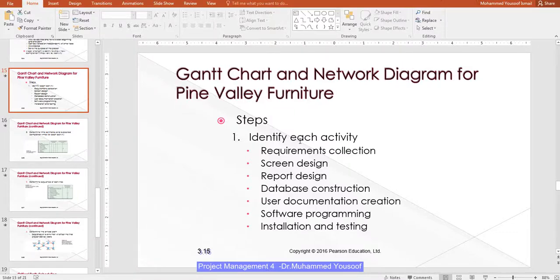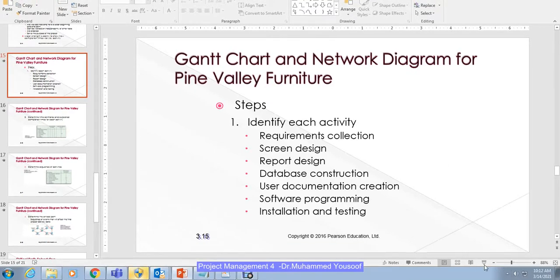Good morning to everyone. Today we are in the fourth part of the project management video lesson. Here we are going to talk about a simple example of using the Gantt chart and the network diagram for a company called Pine Valley Furniture. So let us try to see this example to understand it very clearly.